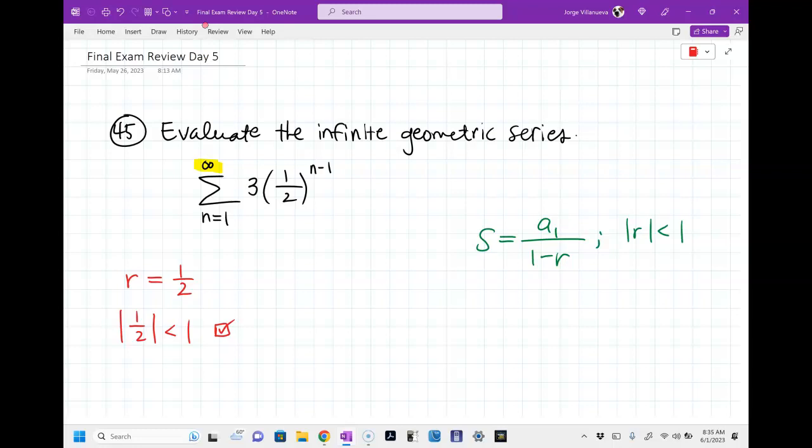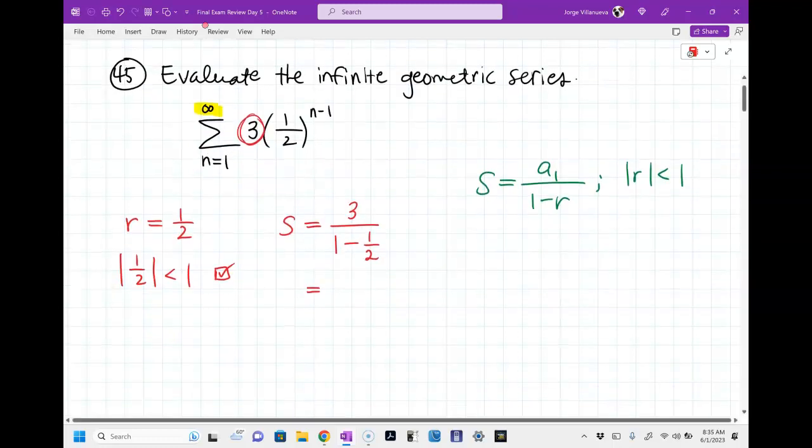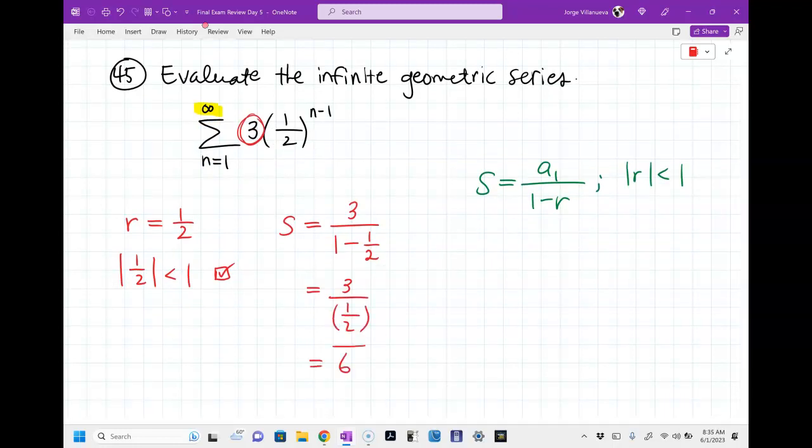So let me go ahead and use this formula. S is equal to a sub 1, which is 3, so it's 3 over 1 minus r, which is half. Again, you can just put this into your calculator if you'd like, but 3 over 1 minus half is 3 over half. 3 divided by half is 6. So there's your sum.